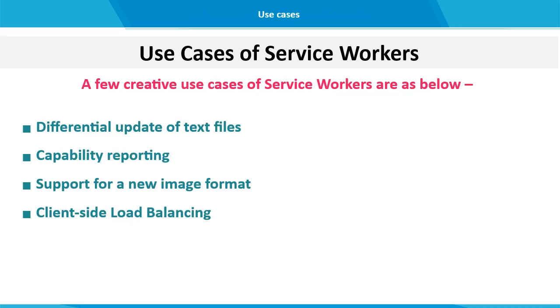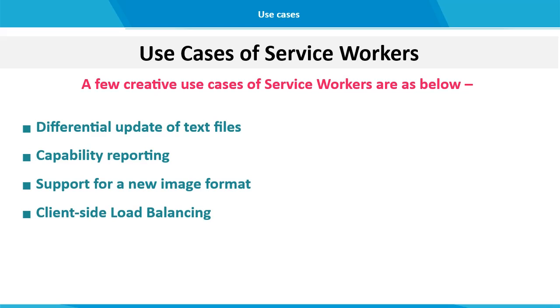Now let's come to the use cases of service workers. The service worker APIs are so powerful that we can develop very creative applications with the help of a service worker. The first use case is differential update of text files. A service worker Delta library is available, which allows downloading only the delta between the currently cached file and the latest version of the file without re-downloading the entire file. We can update only the delta portion.